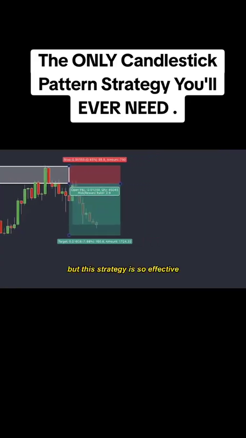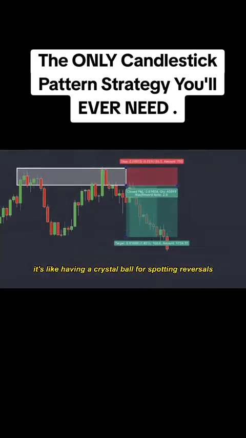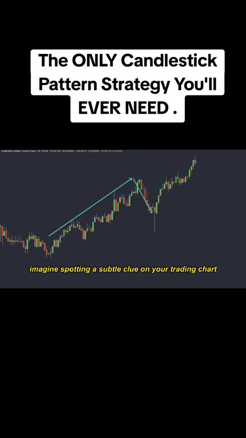But this strategy is so effective, it's like having a crystal ball for spotting reversals and key market moves. In this video, I'm going to reveal exactly how you can use this game-changing pattern to level up your trading and achieve consistent profits. Ready to find out what this secret is? Stay tuned.